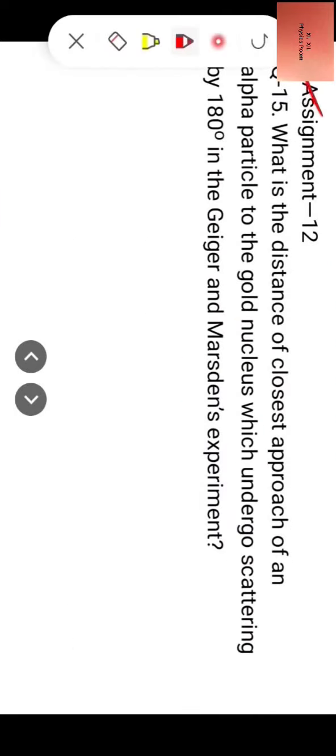Assignment 12 continued. Question number 15. What is the distance of closest approach of an alpha particle to the gold nucleus which undergoes scattering by 180 degrees in Geiger and Marsden's experiment?